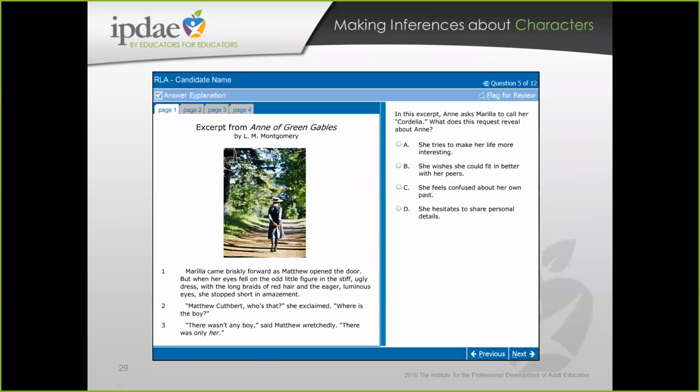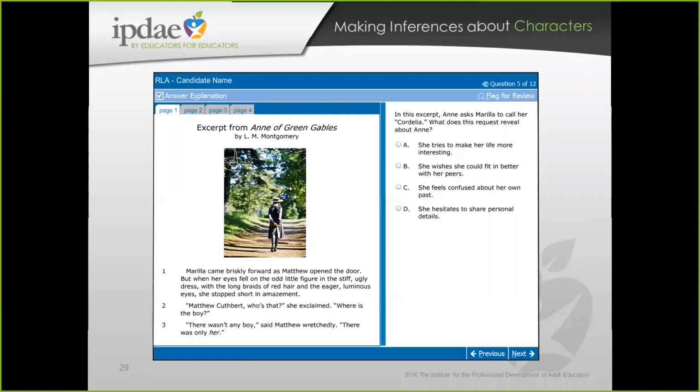Okay, we went from those items. So now it's time for that next step, and it's called trying to make inferences in fiction. Because if we look at this question from the item sampler, it says, in the excerpt, Anne asked Marilla to call her Cordelia. What does this request reveal about Anne? Susan and I are going to tell you that nowhere in this text does it have these specific words that she wants to make her life more interesting, or wishes she could fit in better with her peers, or she feels confused, or she hesitates to share personal details. They must take a look at Anne's character, and they need to infer what she actually meant by this request.